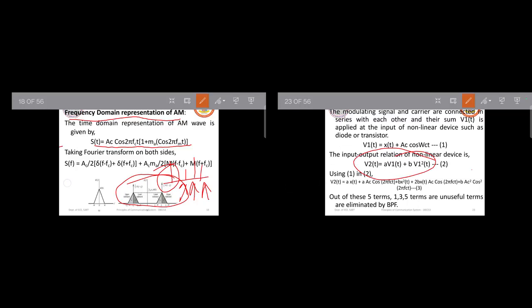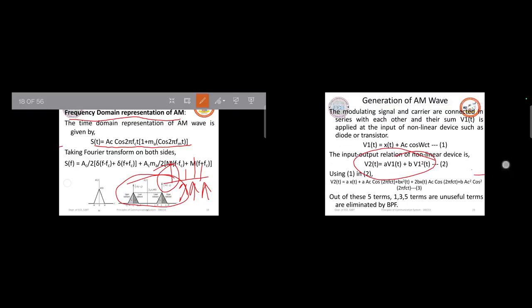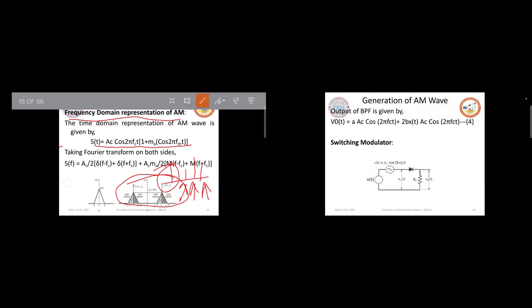So this further, if you try to write it, what you will get is an equation like this. This is the output of the bandpass filter, which is equivalent to your amplitude modulation. Okay, in the next video, we'll see the switching modulator.